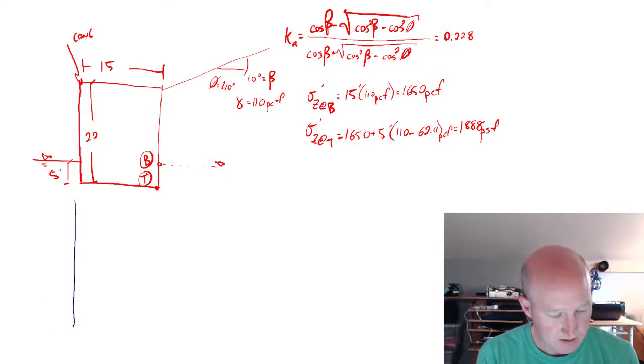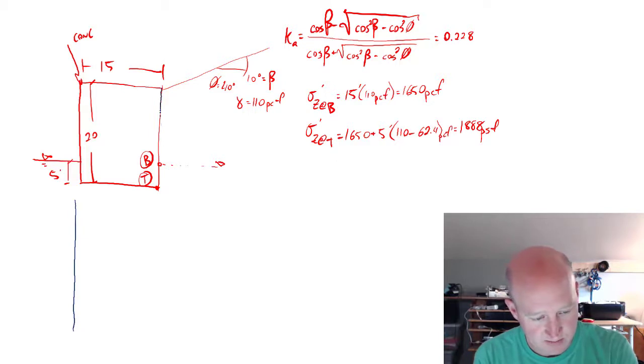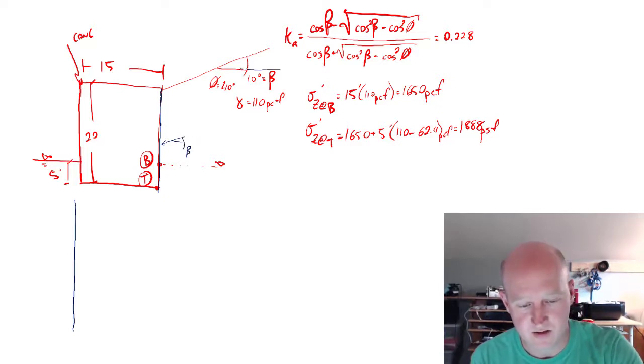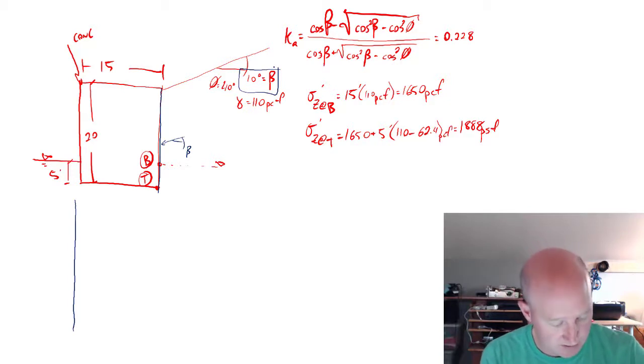the wall, so I'm drawing this face now, it's going to look something kind of like this. So Rankine's theory says that the resultants are inclined at the same angle as beta. And so beta is 10 degrees, so we want to keep that in mind when we're drawing this thing. That's why it's inclined. It's a little bit confusing. I had some questions about that.